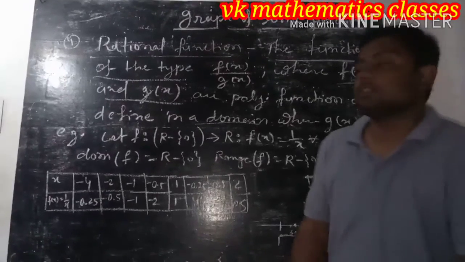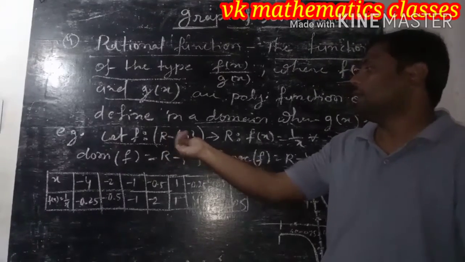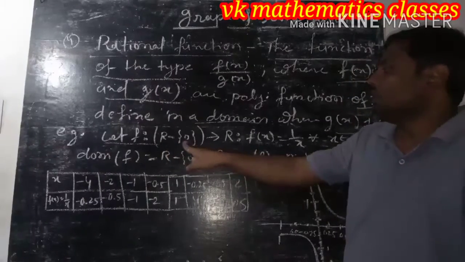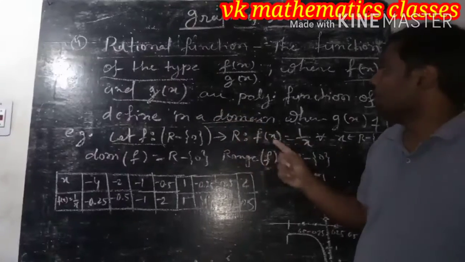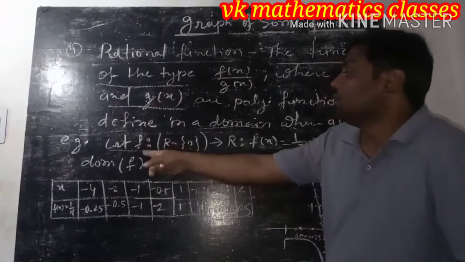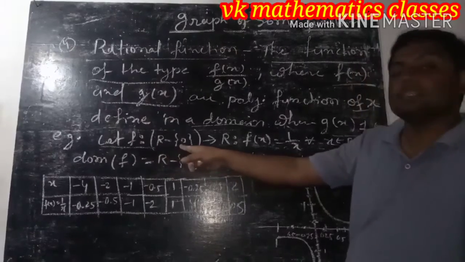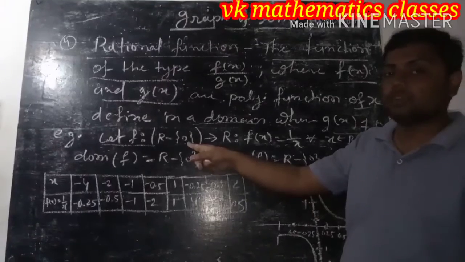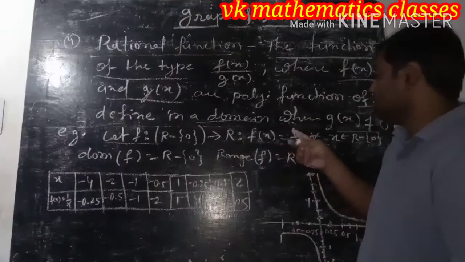Now we take some examples. For example, let f be defined on R minus 0. This is a real function excluding 0. If we include 0, then the value of g(x) will be 0 and the function is infinite. So f is defined on R minus 0, which means real numbers not including 0, that is, 0 is excluded, such that f(x) is equal to 1 by x.